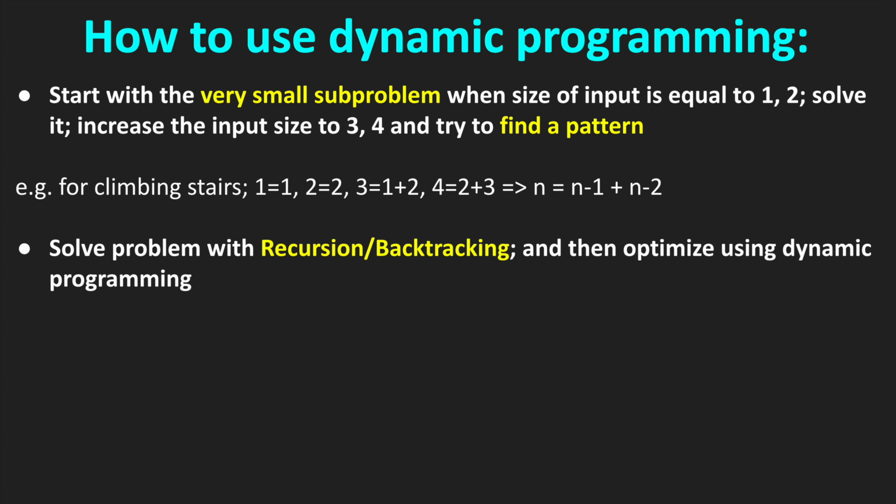Another way: let's say that we cannot come up with that solution. For every problem of this nature, we can solve it with recursion or backtracking, and then optimize using dynamic programming. Let's say for the top-down solution, we are using recursion, but we see that we are solving the same problem again and again. At that step, we can introduce caching or memoization and optimize our solution.